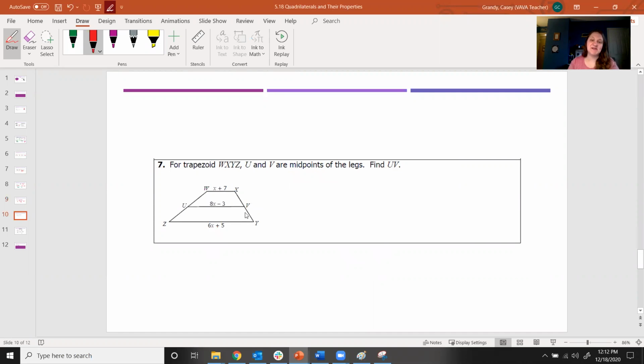All right, here's another example. We've got some expressions for each segment here. WX is x plus 7, UV is 8x minus 3, ZY is 6x plus 5, and it tells me that U and V are midpoints of the legs. We're going to find the length of UV. I'd like you to try this one. Set up the equation, solve for x, and plug it in for UV. It's okay if you get it wrong, but I would like you to try this one so that you have some work to compare when I share my answer with you.